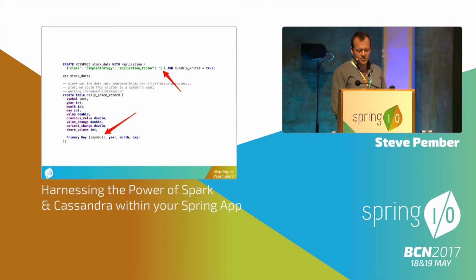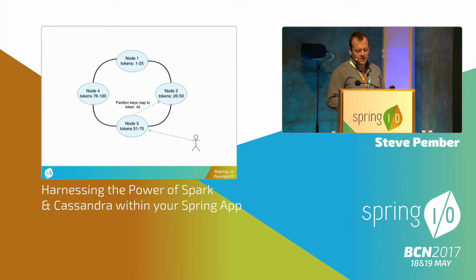Now what that's telling Cassandra to do is to deterministically save all values with a particular symbol into a particular token or into a particular node. So basically all records with the same symbol will end up in the same node, or if I have higher replication factor, the same set of nodes.